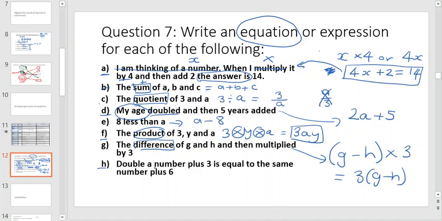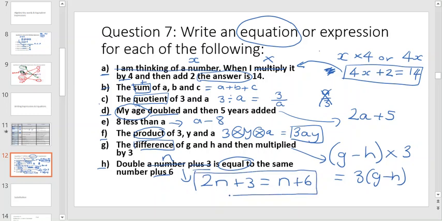And the last one, H, double a number plus 3. So a number, I'm going to just call it n. Double n would be 2 times n, or just 2n, plus 3. Now, plus 3 is equal to, straight away, that keyword means is equal to what? The same number. So n again, the same number. I'm using n for the number, plus 6. So you should have had something like this. So this one was more tricky. We have an equation, and we had to use the same number on both sides.